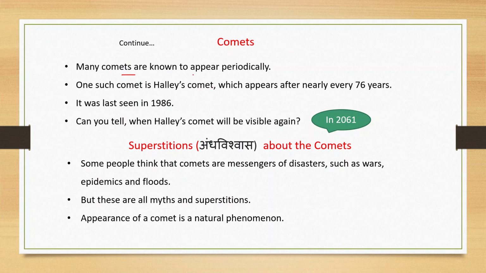Many comets are known to appear periodically. One such comet is Halley's Comet, which appears after nearly every 76 years. It was last seen in 1986. Now, can you tell when Halley's Comet will be visible again? After 76 years of 1986, that is in 2061.